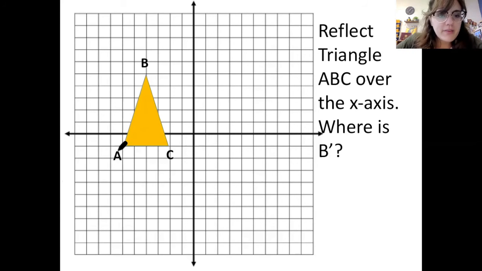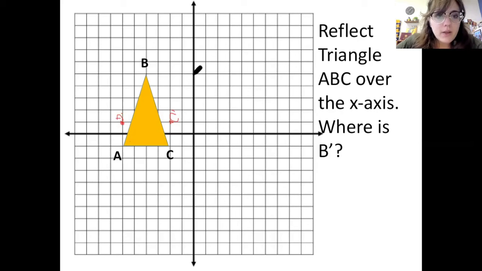So we will look at what that looks like right now. I'm reflecting over this x-axis. So where is B prime? I'm going to do A and C first just to get you guys to see it. So A prime, instead of going 1 down, I'm going to go 1 up. That is my new A prime. C prime, I'm going to go to my line of reflection, go 1 down. Instead of going down, I'm going to go up. And that is going to be my C prime.